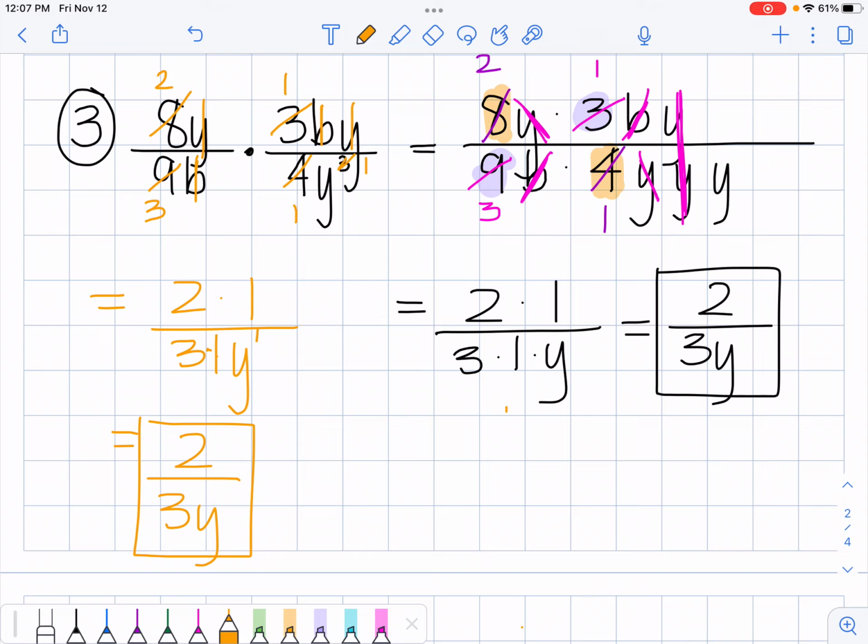And do whichever way is most comfortable for you. I happen to like the method that we did for problem number 2, but I've been doing this for a little bit. And if you like the method that we did for problem number 1, where we literally write it all out, it might be really helpful while you're learning.